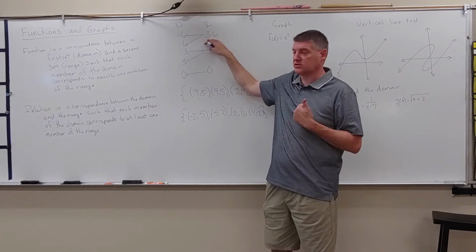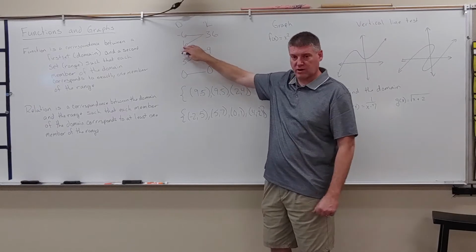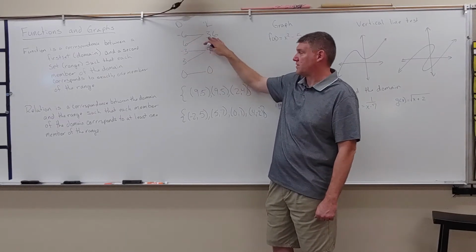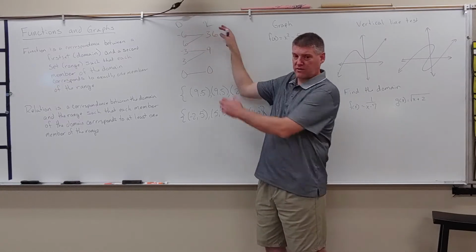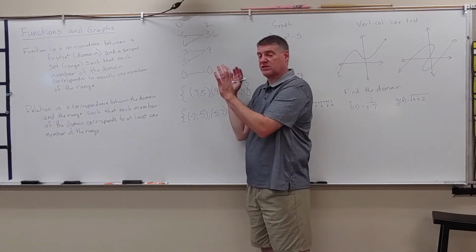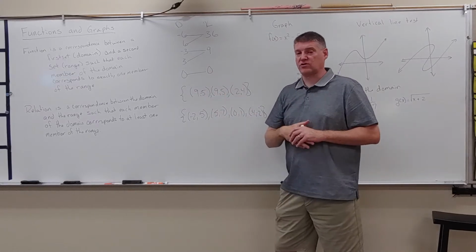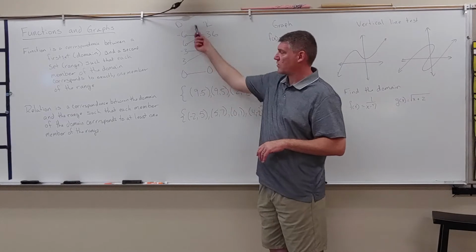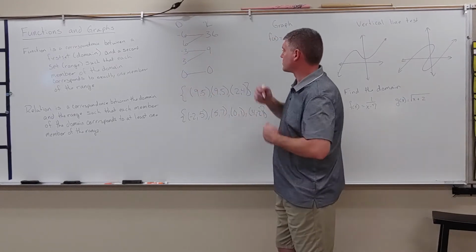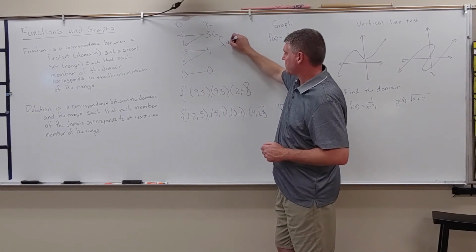36. That checks out to be a function. 6, where is 6 going? It's going to 36. For a function, it's okay if all the values go to one value in the range. That's fine. They just can't go to more than one. So this here, notice every single one of our domains only goes to one range. So this is a function.